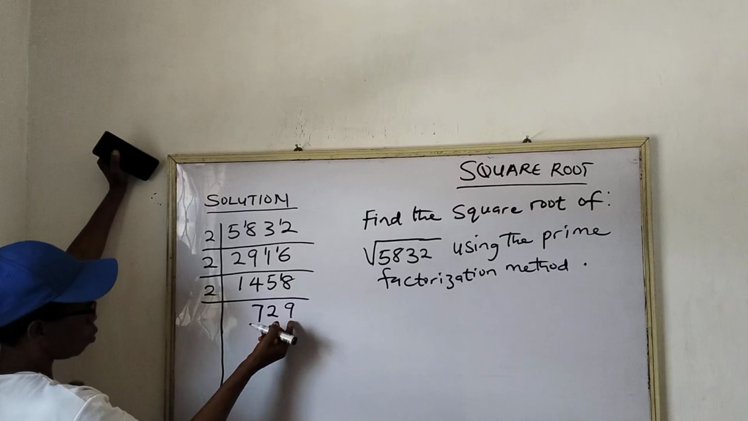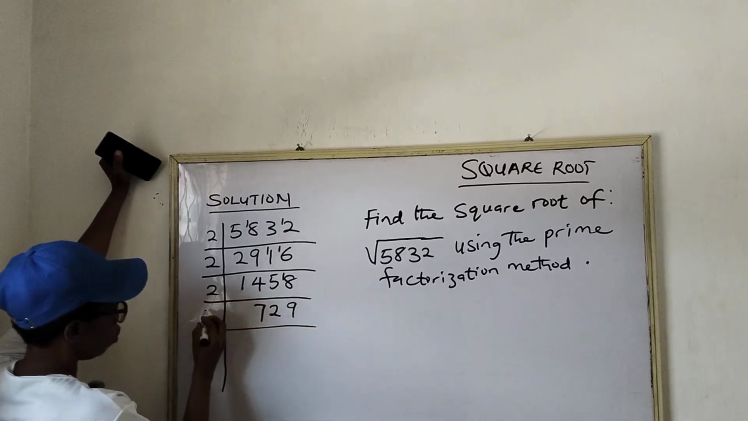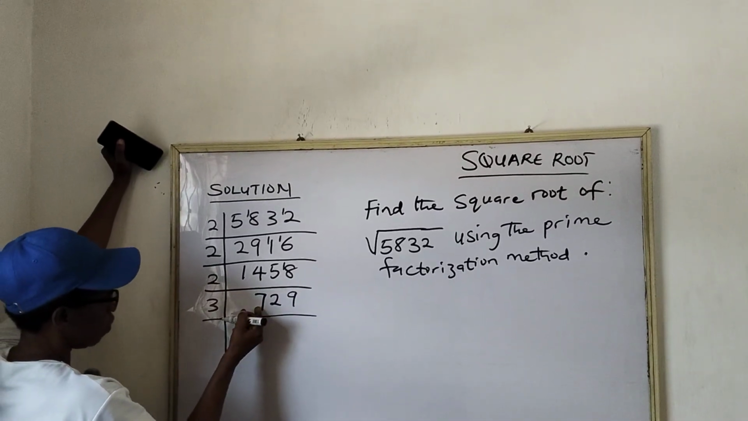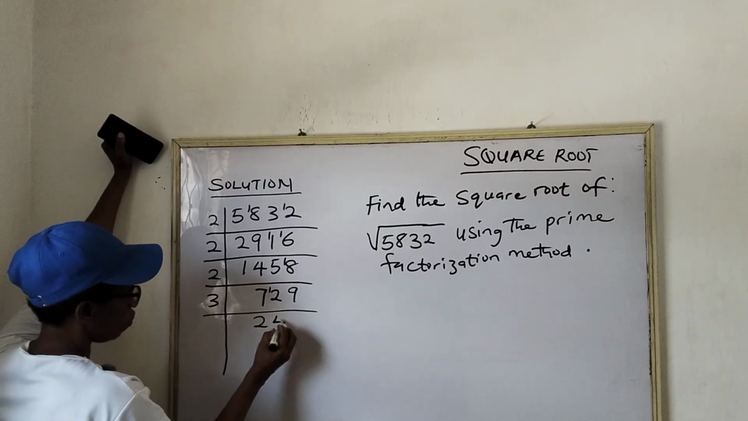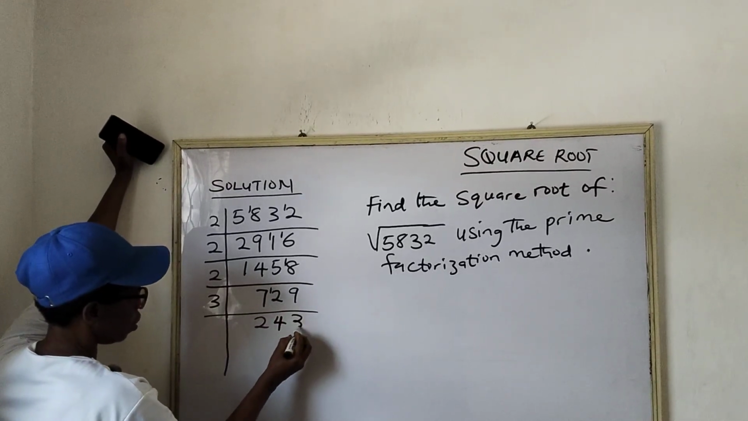Now, 2 can no longer go. This is in the multiplication table 3. So we are going to use 3 to divide it. 3 in 7 will give us 2, remainder 1. 3 in 12 will give us 4. 3 in 9 will give us 3.